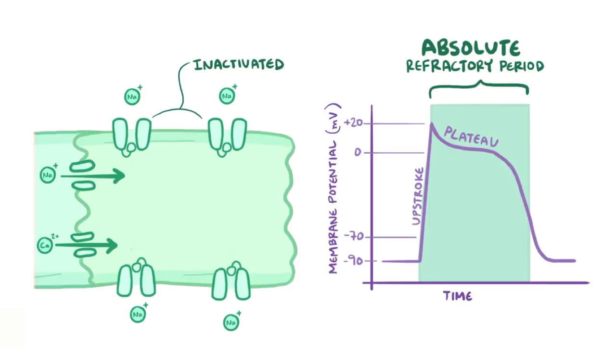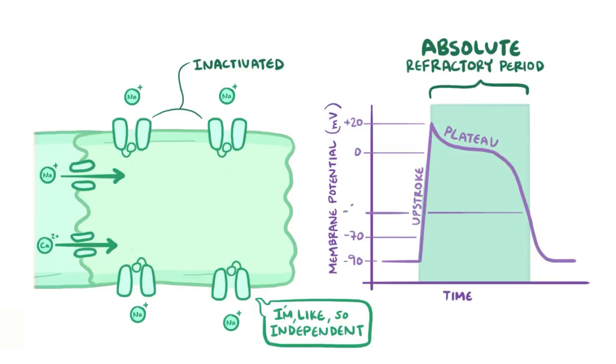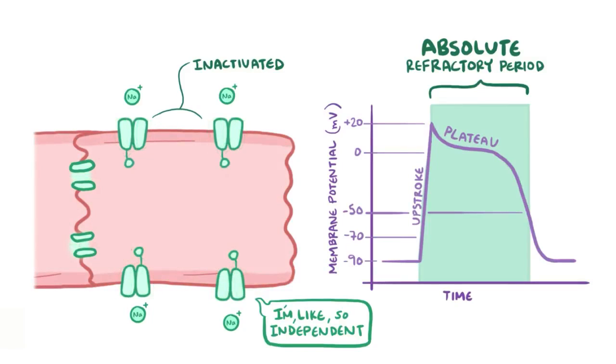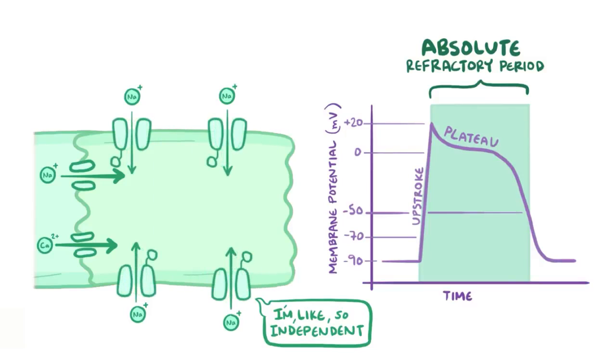Now, there are a ton of sodium channels on each myocyte, and each sodium channel operates independently. But overall, most of them stay inactivated after the upstroke, through the plateau phase, and until the cell is repolarized to about negative 50 millivolts, at which point some channels start to recover. And this is the point when the cell would respond to a stimulus.